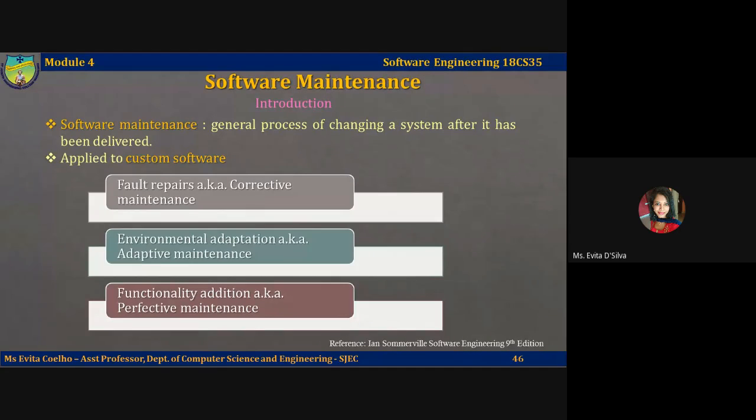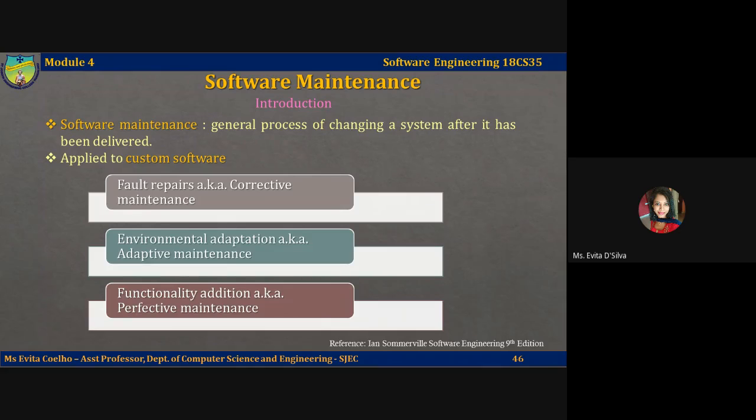The second type of maintenance is environmental adaptation. Now, this type of maintenance is required when some aspect of the system's environment, that could be hardware, the platform, the operating system, or the support software, changes. That means the system environment changes. Then you require this kind of maintenance in order to adapt to the changing environment. The application system must be modified to cope with these environmental changes.